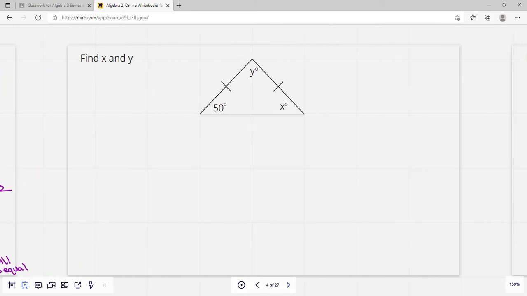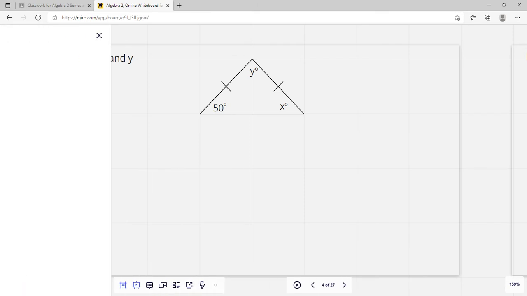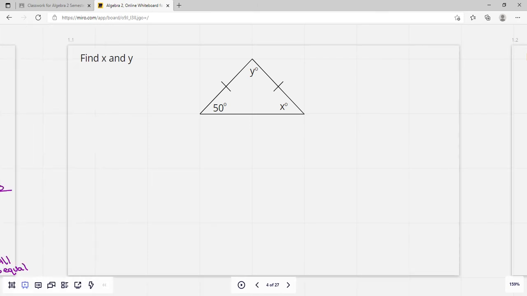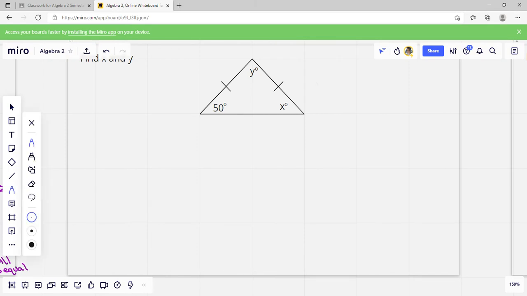Alright, so this first example problem asks us to find x and y. This side relates to that angle, and this side relates to that angle, meaning that those two bottom angles are equal. That means that x is going to equal whatever the other bottom angle is, which is 50. So x equals 50. So if this is 50 over here, and that's 50 over there, that gives us 100. That means y has to equal 80, because they all have to add up to 180. So the bottom two are going to make 100, and then y would make 80.